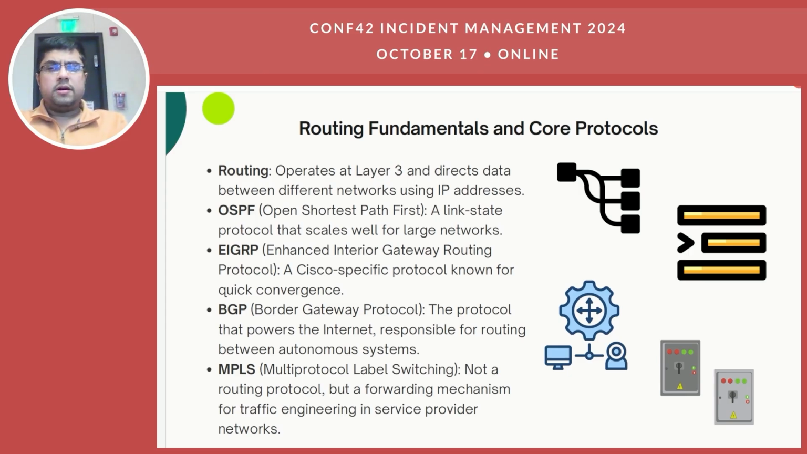BGP is a backbone of the internet. It manages routing between autonomous systems, allowing data to travel from one network to another across the globe. MPLS is multi-protocol label switching. It isn't a routing protocol per se, but a technique used by service providers to optimize network traffic. So these protocols are the heart of network routing, enabling data to travel quickly, securely, and efficiently across networks.